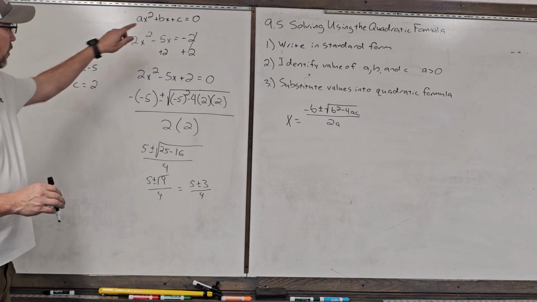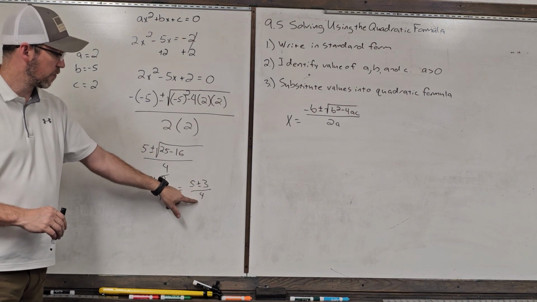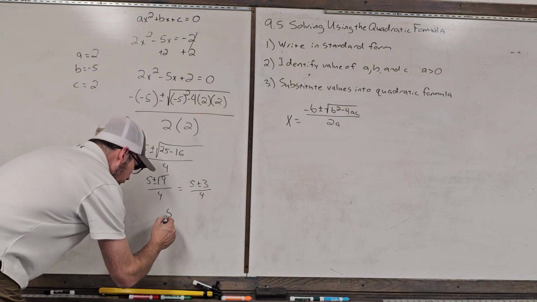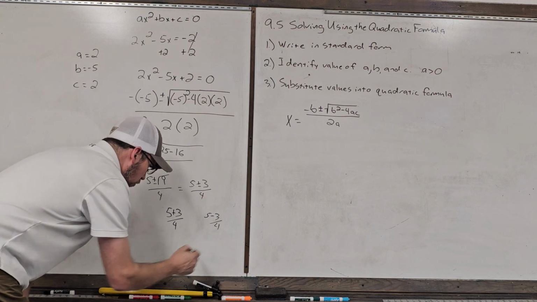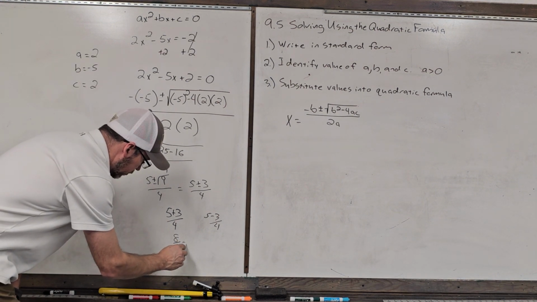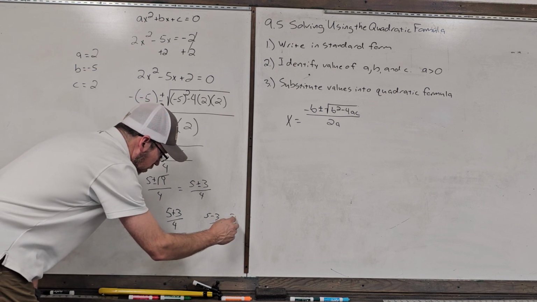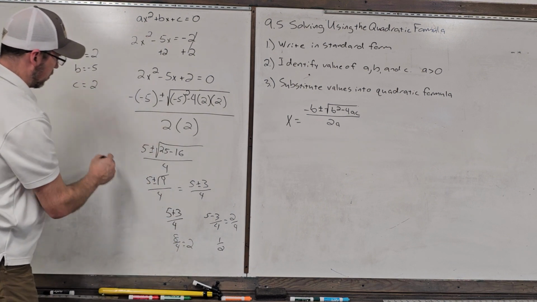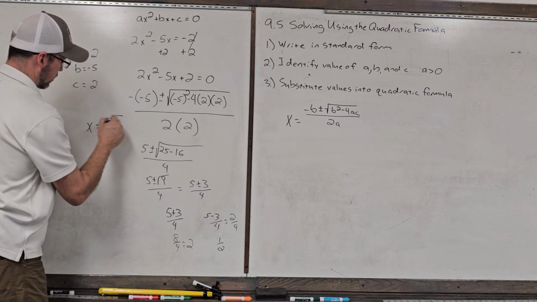So we talked about with the quadratic, I'll always get 2 answers. Right here is where I've got 2 answers. I've got 5 plus 3 over 4 and I've got 5 minus 3 over 4. So I'm going to break those apart. 5 plus 3 over 4 and 5 minus 3 over 4. I get 5 plus 3 is 8 over 4, which equals 2. And 5 minus 3 over 4 is 2 over 4, which equals 1/2. So I got the answers, x equals 1/2 and 2.